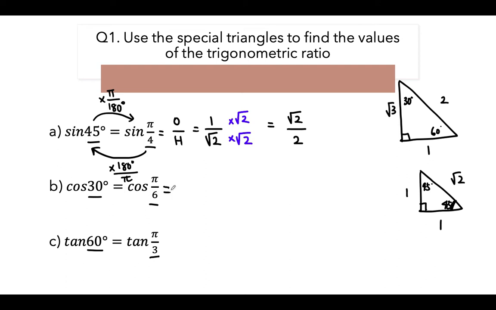Okay, next, cosine pi over 6. Pi over 6 is 30 degrees. So this is my starting angle.